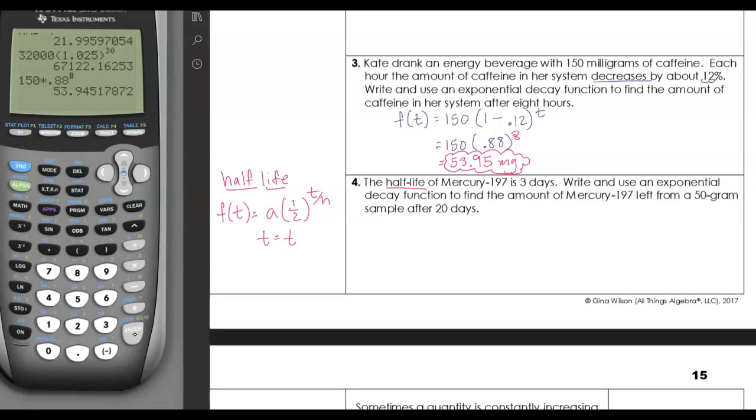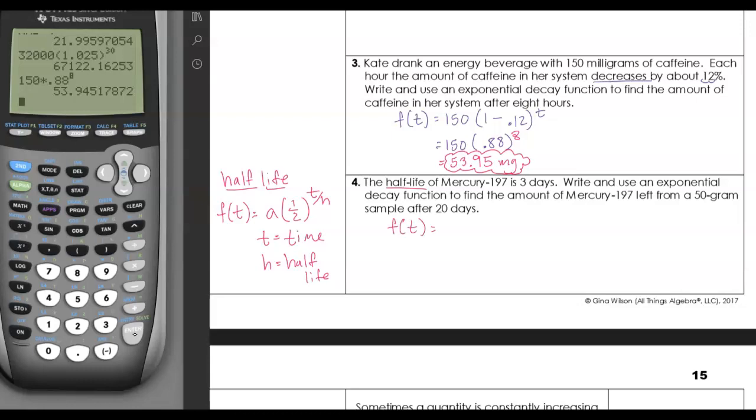T means time. H is how long it takes for the substance to decay by half. That's what a half-life is. So here it's referring to the half-life of mercury 197 is 3 days. That means in 3 days, mercury 197 is 50% gone. It has decayed by 50%, by half. Okay, so let's try to apply it. The half-life of mercury 197 is 3 days. Write and use an exponential decay function to find the amount of mercury 197 left from a 50-gram sample after 20 days. All right, so let's start writing our function.